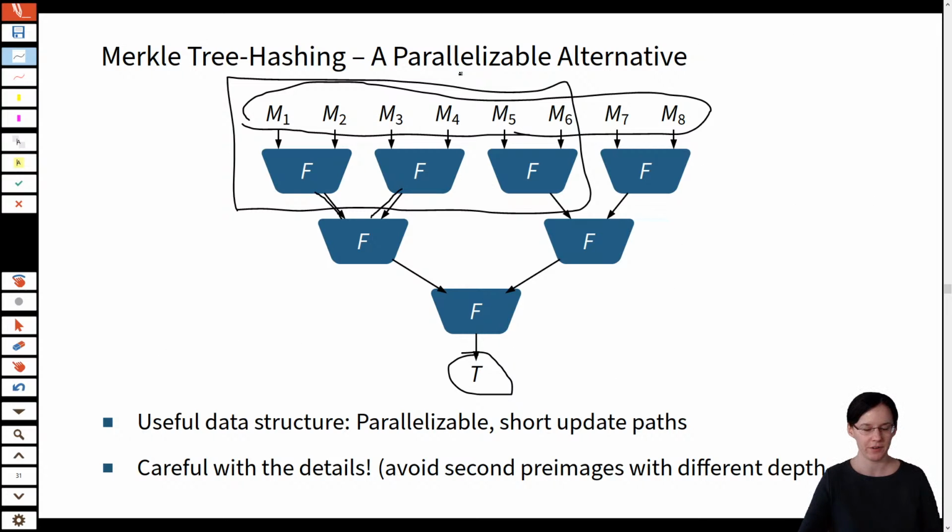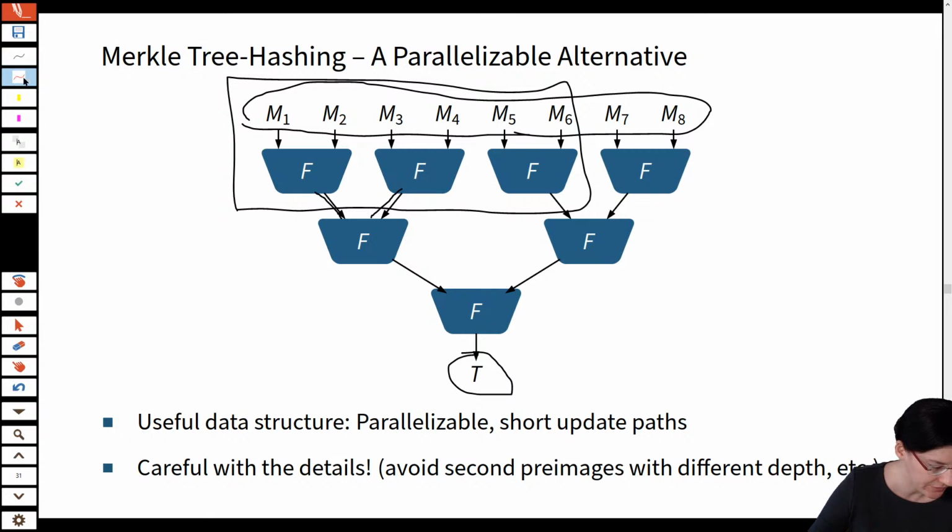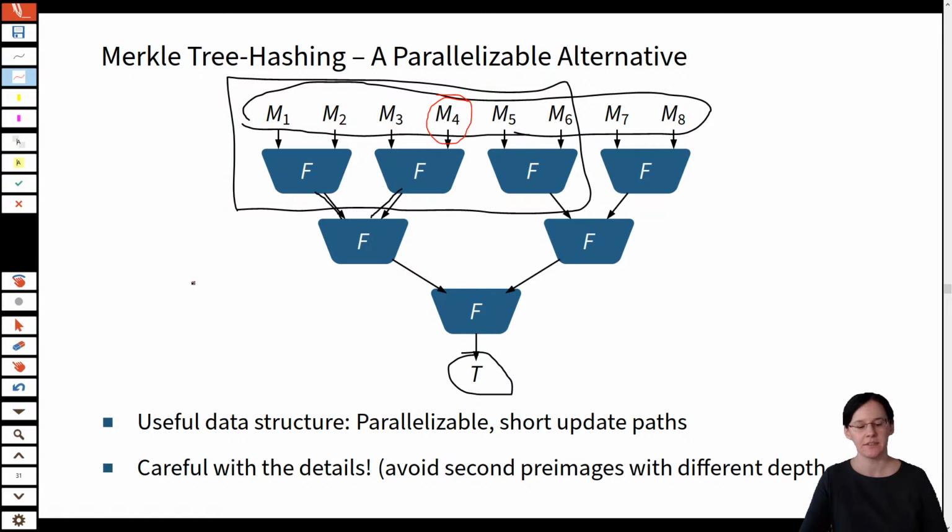So for example, if I would change, let me see if I can pick a different color here. Let's say, for example, I would change the message block M4. For example, because this is keeping track of some state of my system or so. What would I need to recompute? Well, I have to recompute this compression function call. Then this changes, I recompute this call. This changes, I recompute the final call. And that's it.